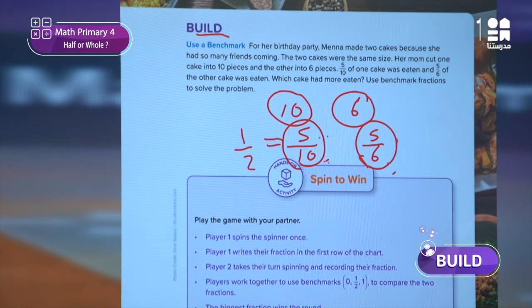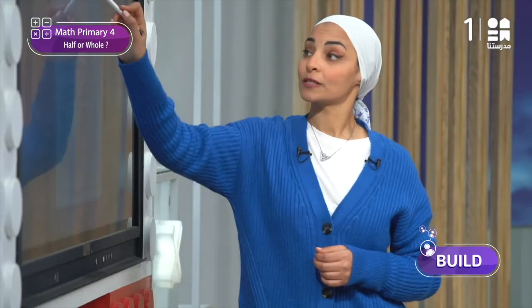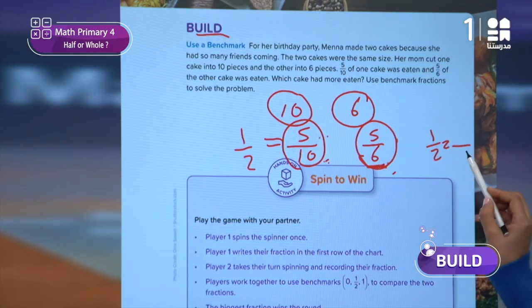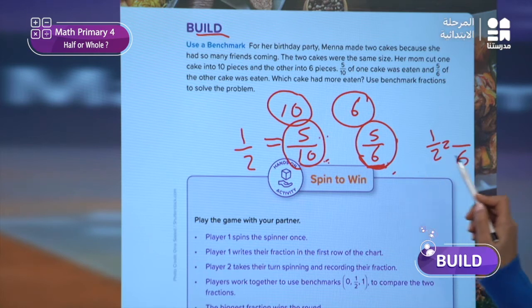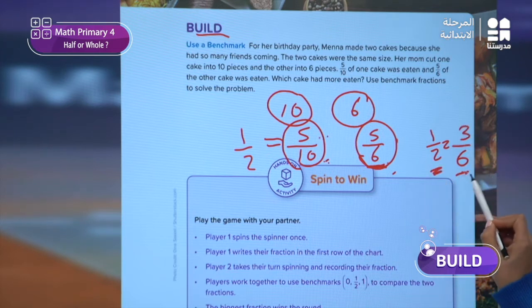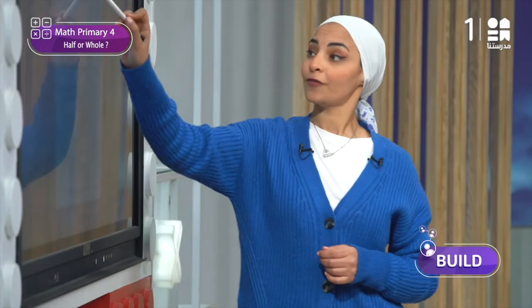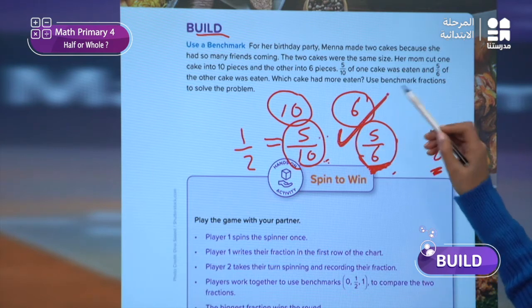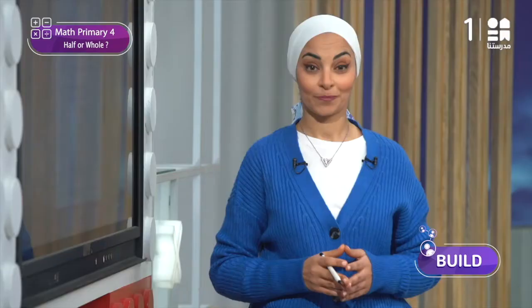We now need to write a fraction equivalent to half with 6 in the denominator. So I want to find an equivalent fraction to half whose denominator is 6. Why? Because I want to compare it to 5 over 6. We know that half equals 3 over 6, right? So if we compare 5 over 6 with 3 over 6, 5 over 6 is bigger than 3 over 6, right? Okay, so which one is greater, or which cake was eaten more? Of course the cake which is divided into 6 pieces was eaten more, right?